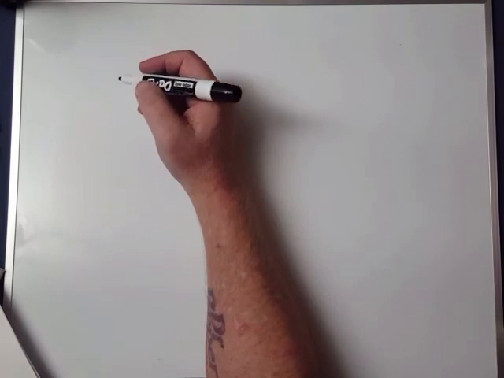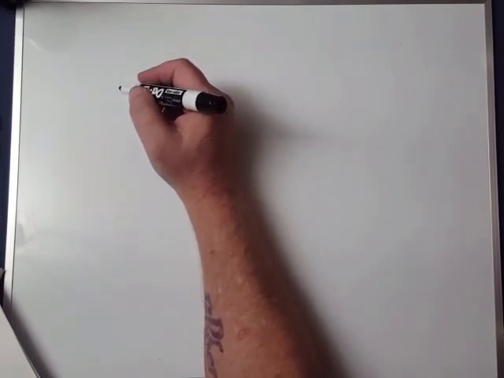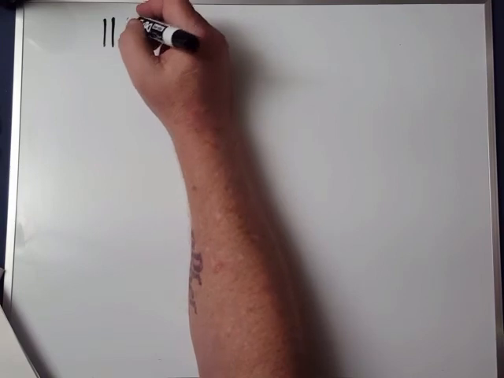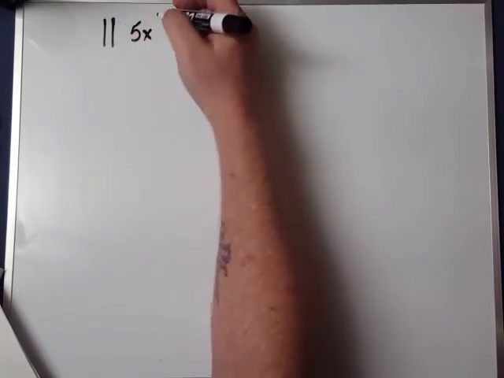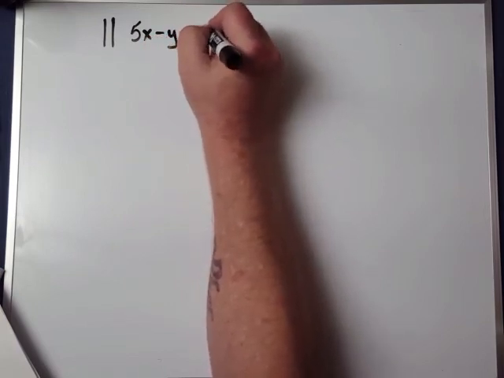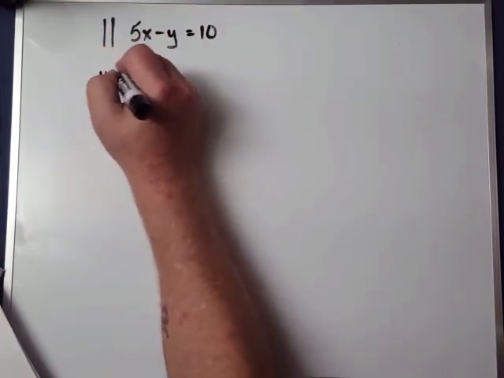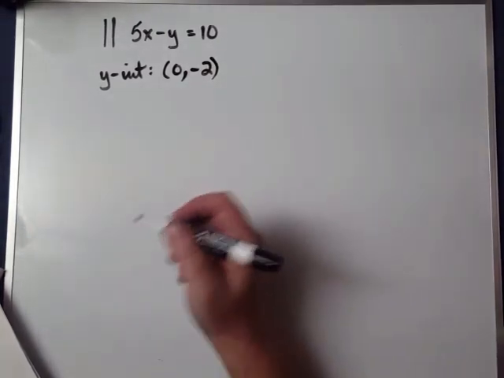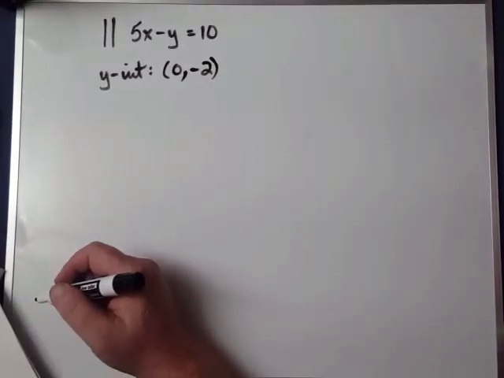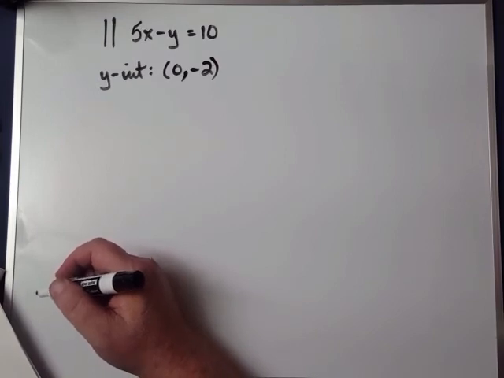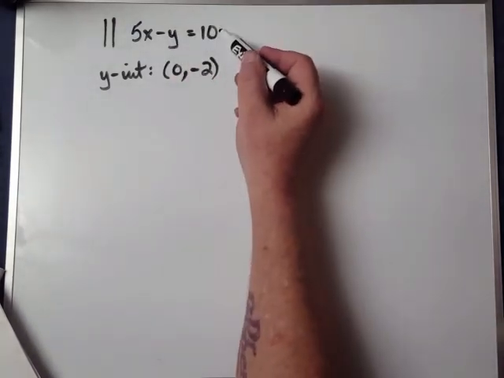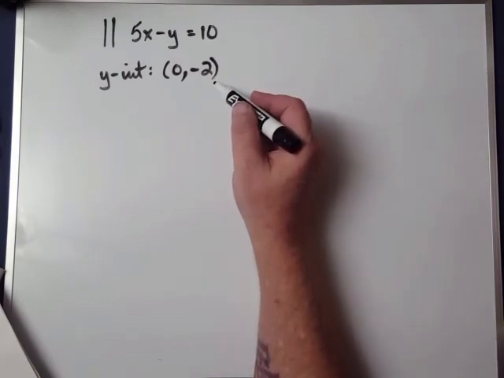Number 30. In number 30, we're asked to find the equation of the line satisfying these conditions. That my final answer be a line that is parallel to the line 5x minus y equals 10 and has a y-intercept at 0, -2. It says in the instructions, give your final answer in slope-intercept form. I want to find the equation of a line such that it is parallel to the given line and has a y-intercept of 0, -2.